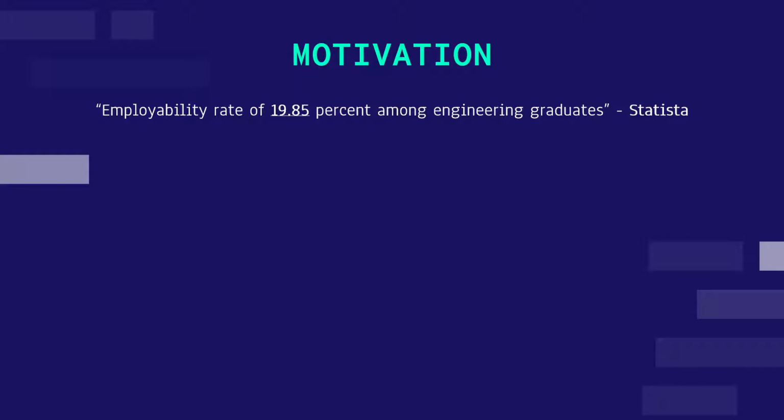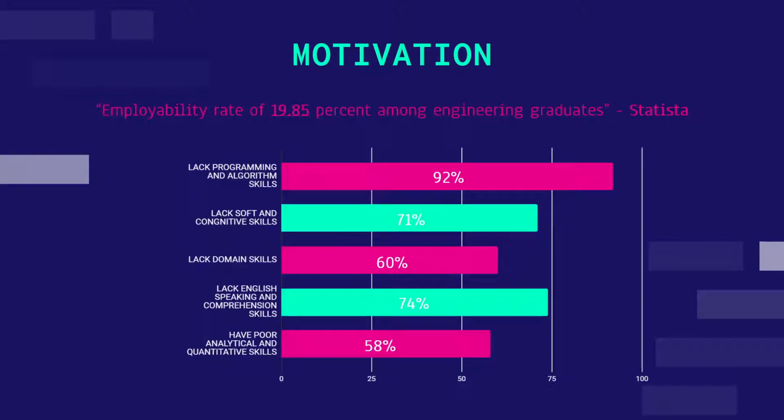Now, everyone can agree that the most difficult part of the 4 years of engineering is not to pass the 4 years, but to get a job after it. According to a survey conducted by Statista, the employability rate of engineering students in India is 19.85%, which is terribly low. The recruiter companies state that the candidates lack the required programming and algorithm skill, the soft skill, and the communication skill that are required in industry.